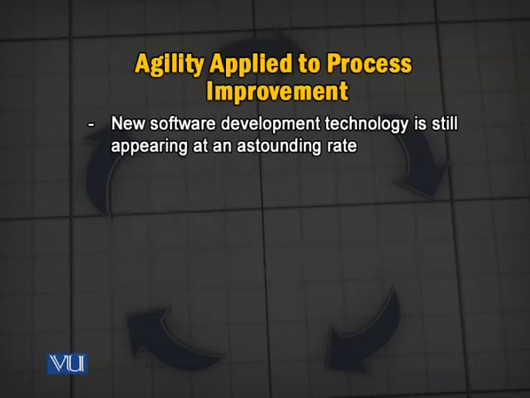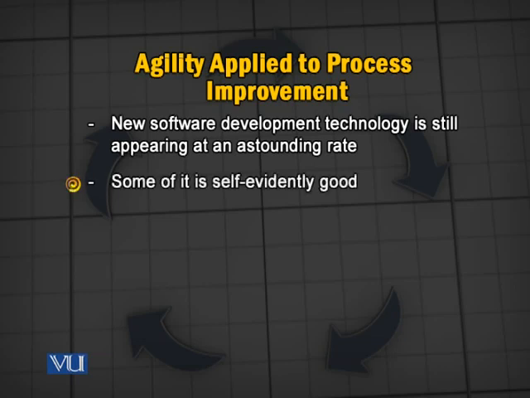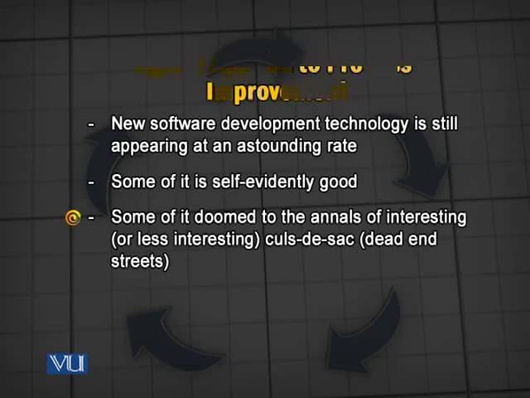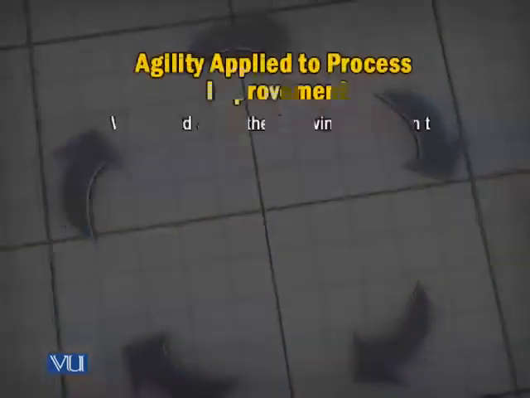It is important to note that new software development technology is still appearing on a regular basis. Some of it is self-evidently good, while some of it is doomed to the annals of interesting, or you can say less interesting, dead-end streets. And nobody except the publishers is going to follow those methodologies and technologies. So innovation in software engineering methodologies is a continuous activity, and we should adopt the ones that are more suitable to the environment, to the application domain, to the corporate culture, and in some cases to the customer's liking.